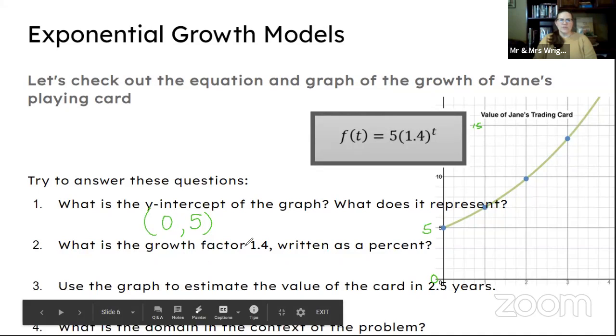What is the growth factor of 1.4 written as a percent? Well, we've already talked about that. That's 140%.